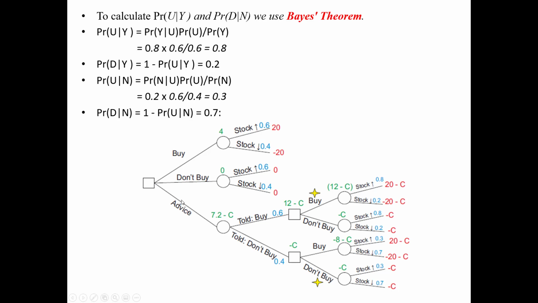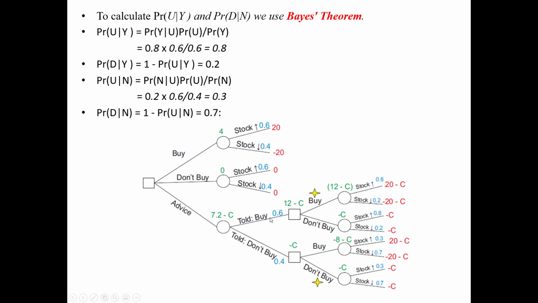But if you go for advice, the advisor says buy. Why do we construct this circle? The advisor says buy and the advisor says don't buy. Then once again, if the advisor says buy, you will take the decision, you will take the step. Should you buy or should you not buy? So you need to understand this box.